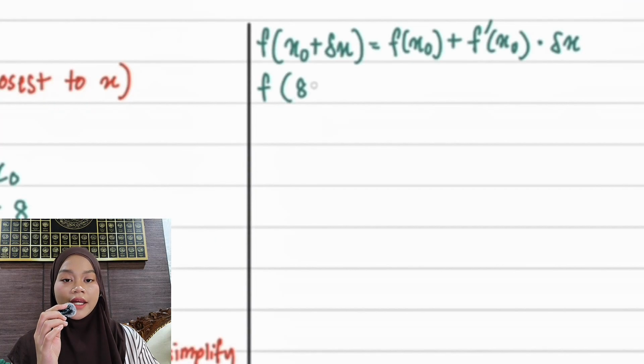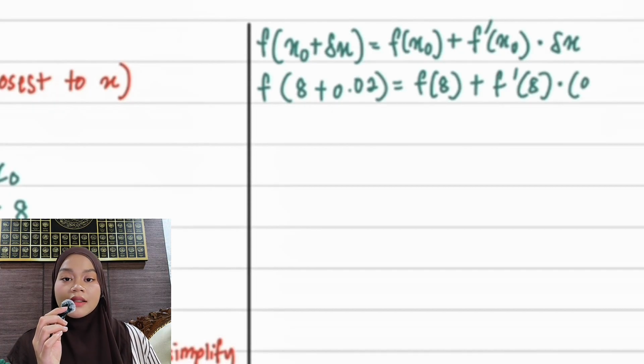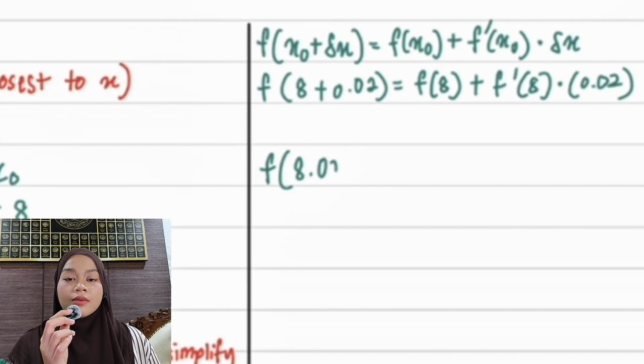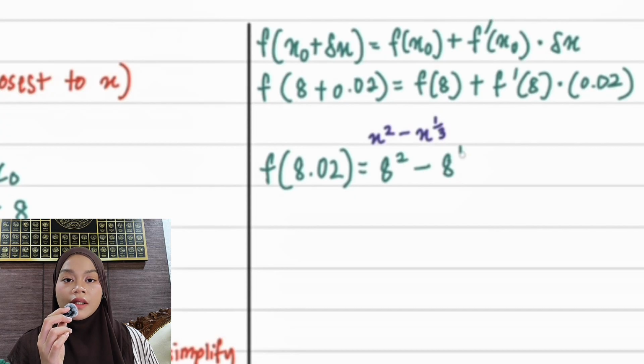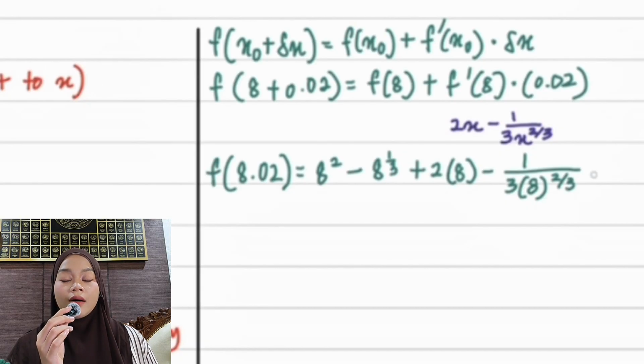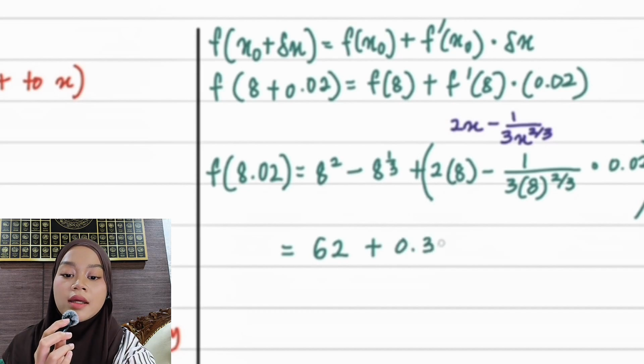So f(8 plus 0.02) equals to f(8) plus f prime(8) times 0.02. That is 8 squared minus 8 to the power of 1 over 3, plus 2 times 8 minus 1 over 3 times 8 to the power of 2 over 3, and times 0.02. So when you calculate, you will get 62.32.